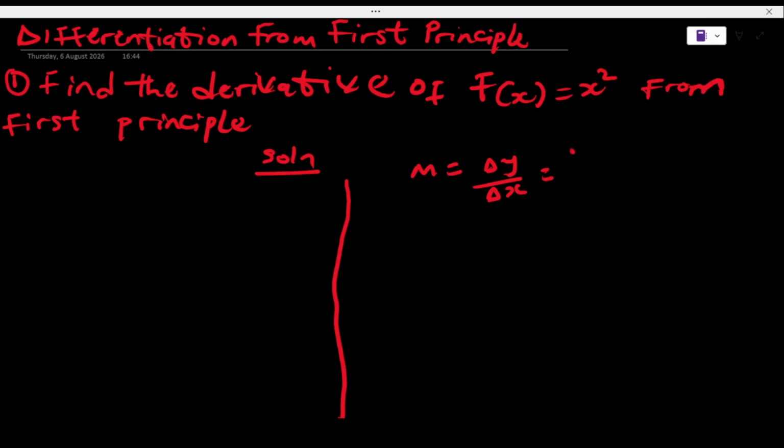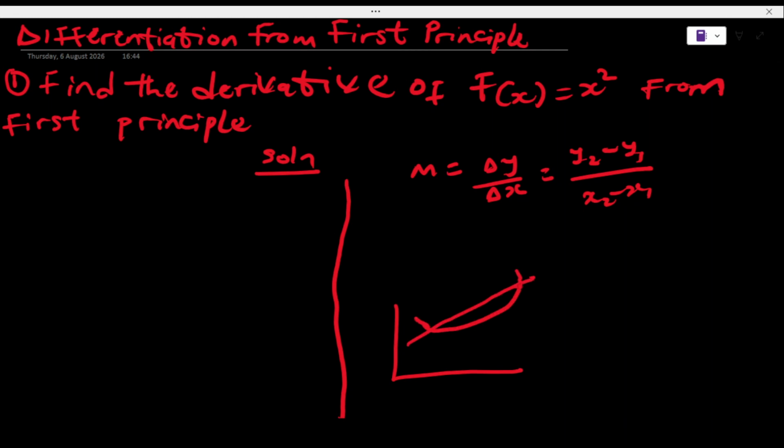The change in y formula is y2 minus y1 divided by x2 minus x1. So don't forget, it has a graph like this, and the curve is like this, and we draw a secant line along it. If this place is 0, this way is x1, and this place is x2, while this place is y1, and this place is y2. So our gradient is y2 minus y1 over x2 minus x1. That is change in y over change in x.